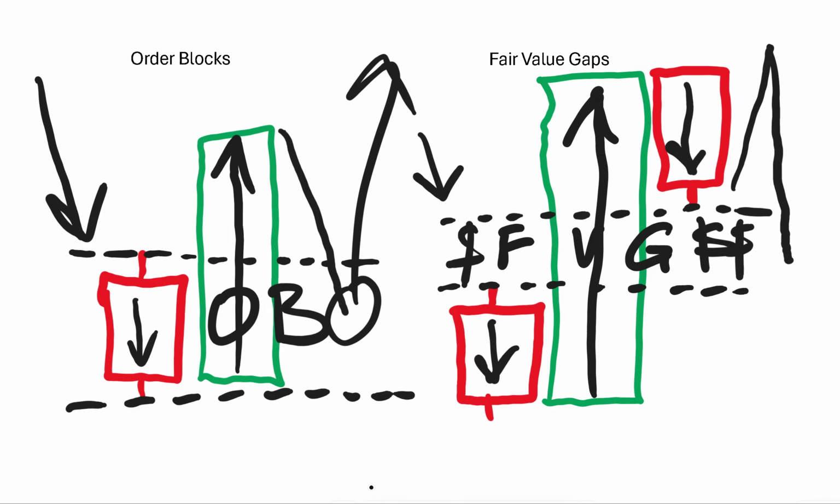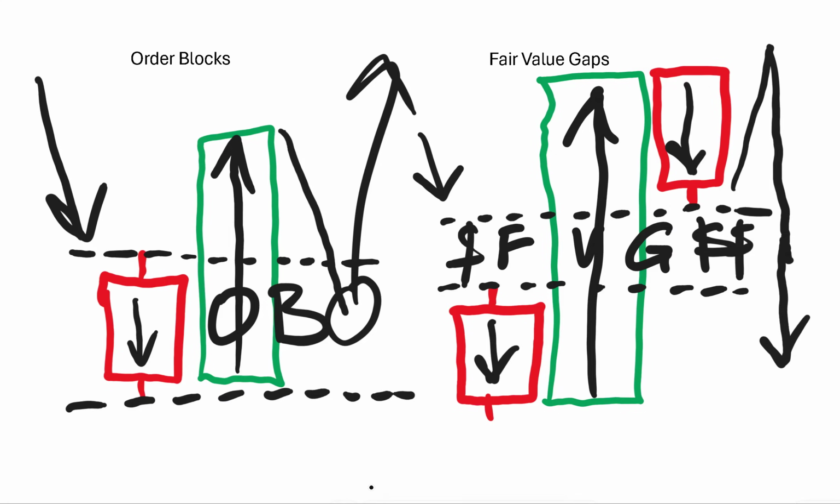Also, I want to let you guys know when you have an order block, you want to see a fair value gap, because price can come to either the order block or the fair value gap. You can trade a fair value gap without an order block, but you don't want to trade an order block without a fair value gap, if that makes sense.